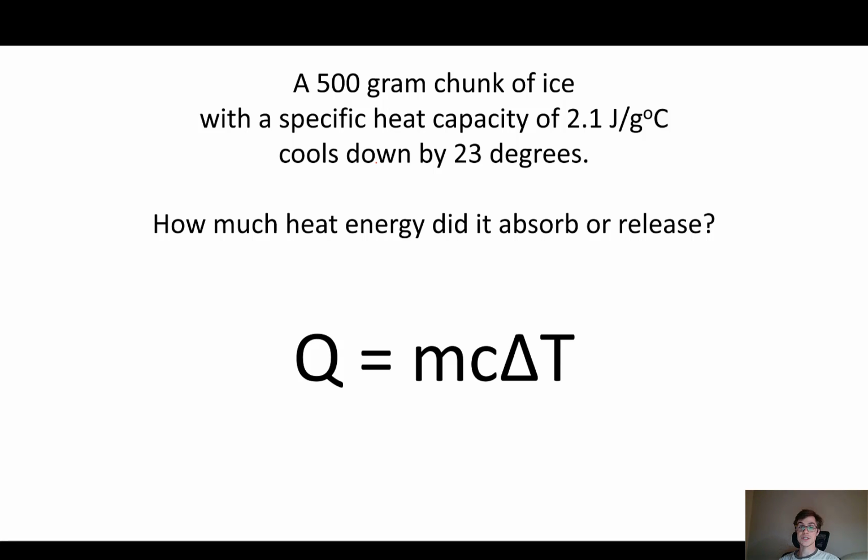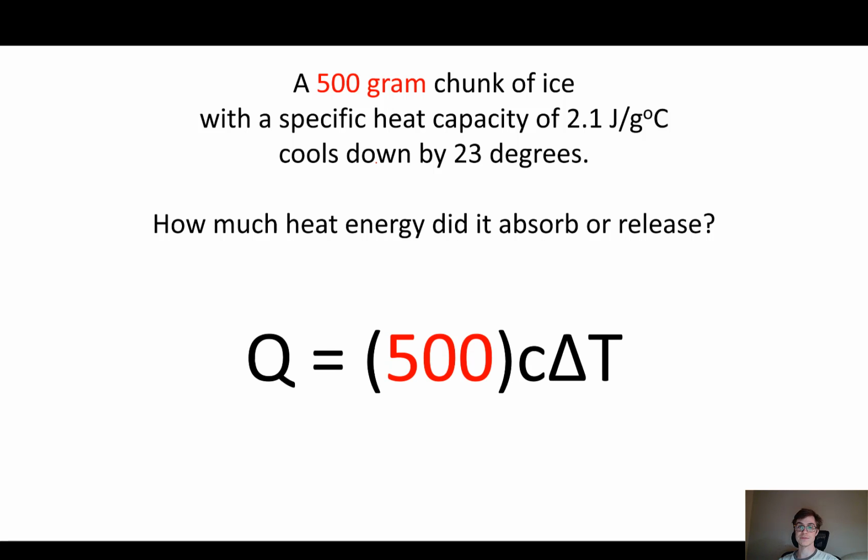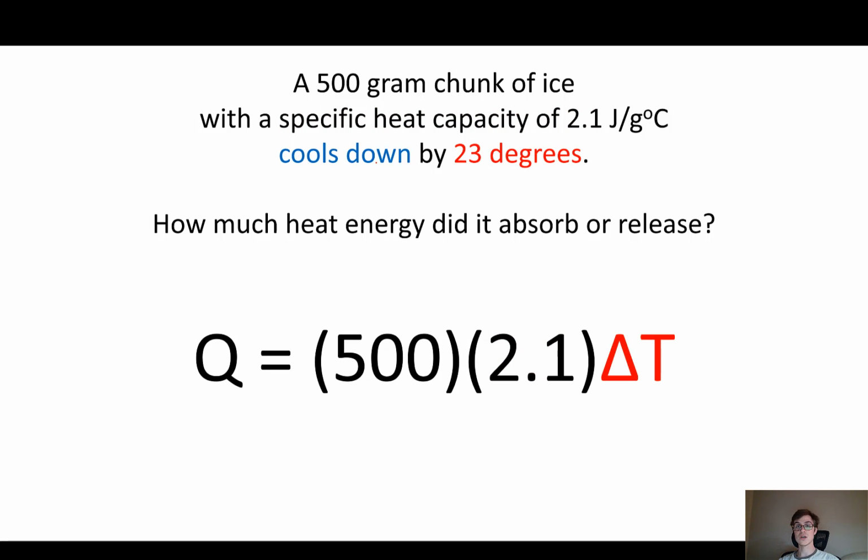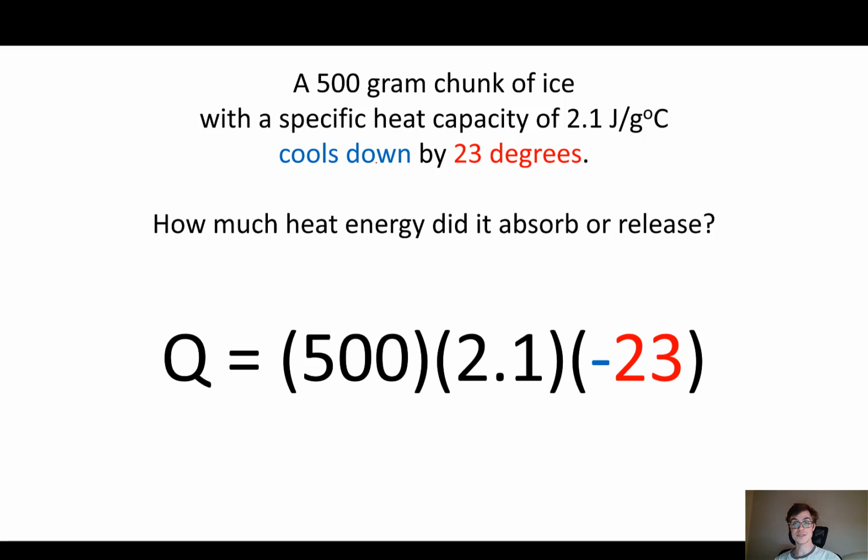Our formula is Q equals M times C times delta T, mass times specific heat capacity times the change in temperature. These are the numbers, the facts that we need to plug into this formula. So 500 grams, that's a mass. That means the M gets replaced with the number 500. It says the specific heat capacity is 2.1, so that goes where the C is. Finally, it cools down by 23 degrees. Now, this tells me that for delta T, I put negative 23.